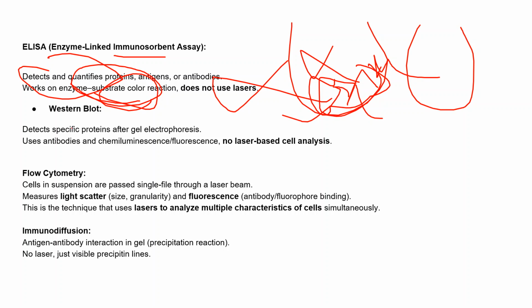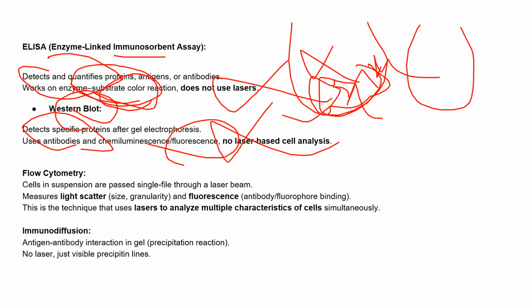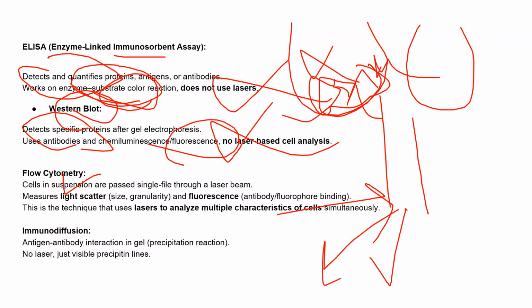Next is Western blot. We know that Western blot detects specific proteins after gel electrophoresis. Here also we use antibodies like in ELISA, and chemiluminescence or fluorescence. So this is also not a laser-based cell analysis. And the third one is flow cytometry. We know that cells in suspension are passed in a single file through a laser beam, and they measure the side scatter depending upon the complexity of the cells. So this is the technique where we use lasers to analyze multiple characteristics of cells.